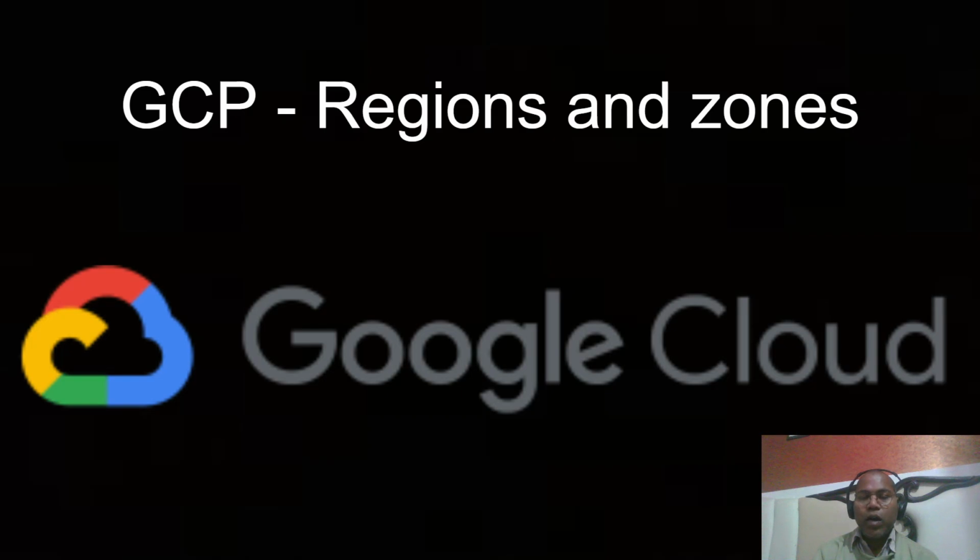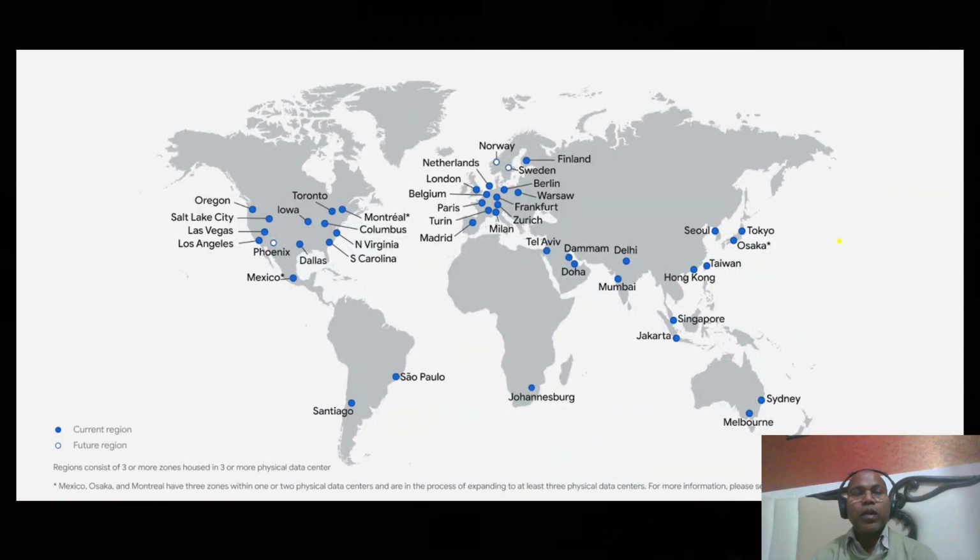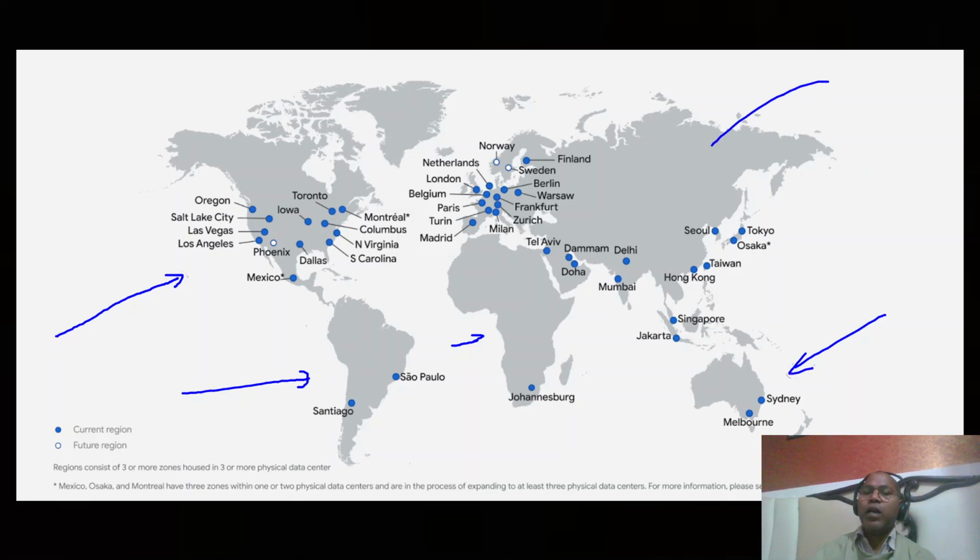Google Cloud offers lots of products and services to the customer. So, we should be aware of what regions or locations Google Cloud offers these services from. Let's look at a very high-level view of the locations. These blue dots are where Google Cloud offers these services. Notice almost every continent: North America, South America, Africa, Australia, Asia, Europe. Google Cloud offers its services almost everywhere.